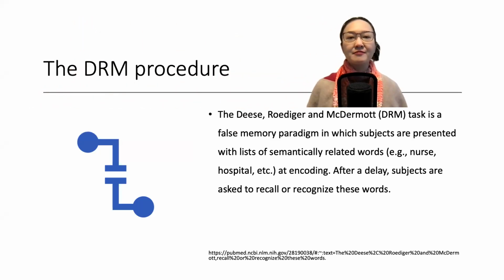The DRM procedure, the Deese, Roediger, and McDermott DRM task, is a false memory paradigm in which subjects are presented with lists of semantically related words, for example, nurse, hospital, etc., at encoding. After a delay, subjects are asked to recall or recognize these words.